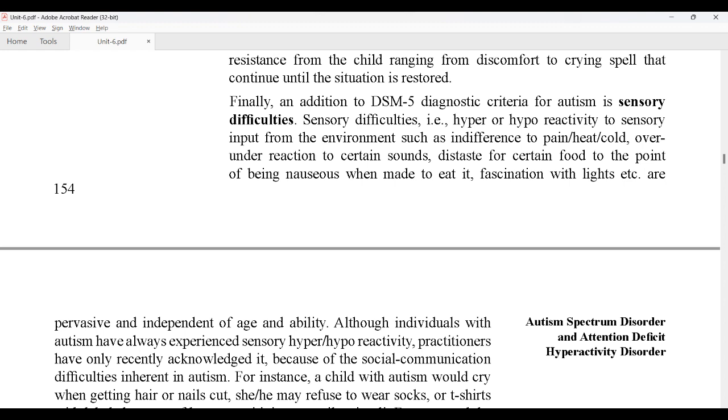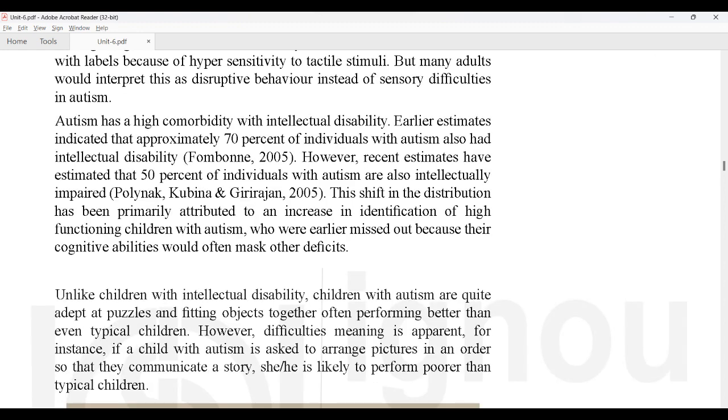Although individuals with autism have always experienced sensory hyporeactivity, practitioners have only recently acknowledged it, because of the social communication difficulties inherent in autism. For instance, a child with autism would cry when getting hair or nails cut, he may refuse to wear socks, or t-shirts with labels because of hypersensitivity to tactile stimuli. But many adults would interpret this as disruptive behavior instead of sensory difficulties in autism.